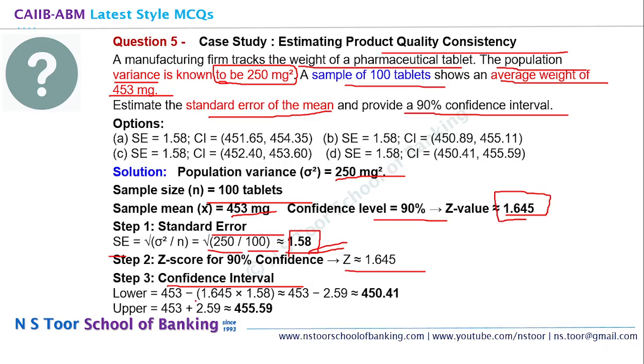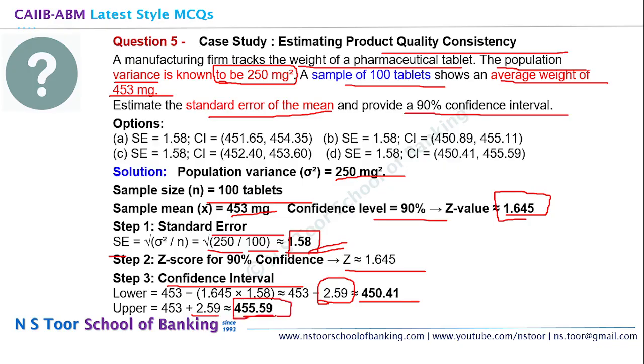So what is Z? Z into the sample mean. If you do the multiplication of this, you will get the correct answer. So 1.645 into 1.58 is equal to 2.59. This will be used for the lower level. How will you calculate? 450 minus 2.59, that is 447.41, and for plus you have to add it. So 453 plus 2.59, so the answer will be 455.59.